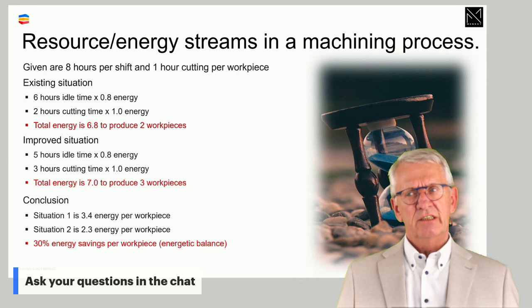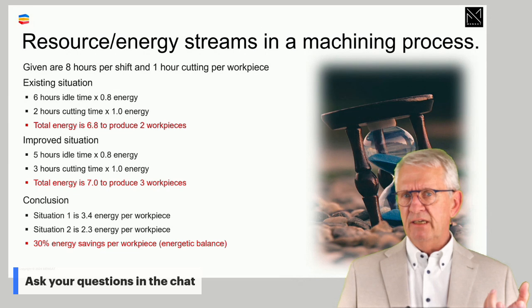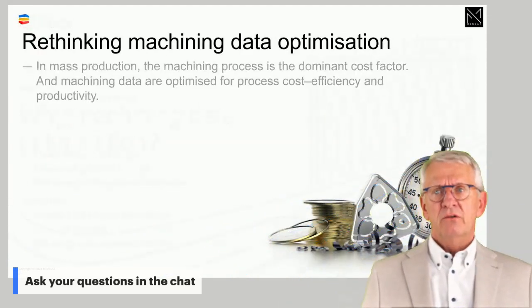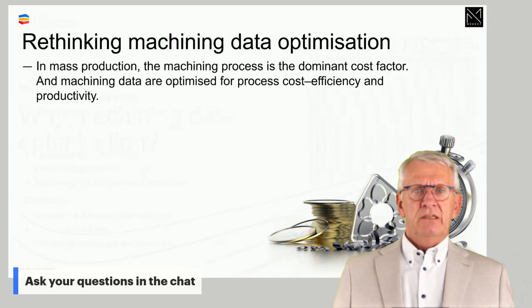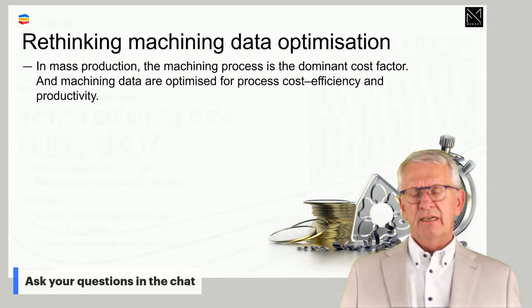I use this as an illustration that sustainability is not about the speed of machining. It's about the much broader picture. Now, why do we need to do machining data optimization in mass production? Because the machining process is the dominant cost factor.